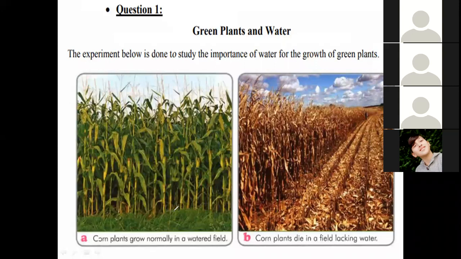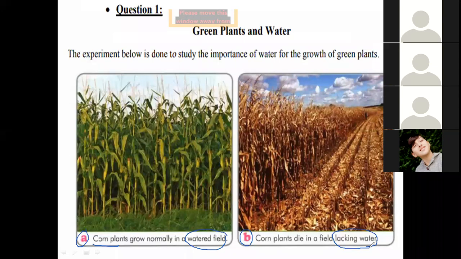Okay, so Karam, we have two plants: plant A and plant B. Plant A is growing normally in a watered field, while plant B dies in a field lacking water. So this field is lacking water.